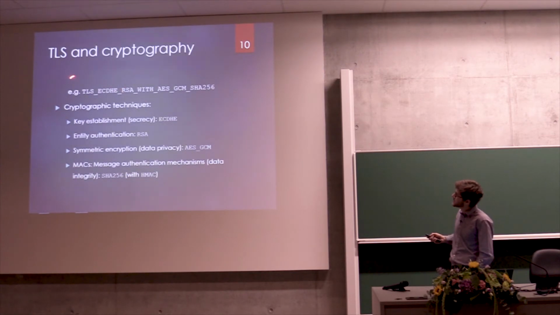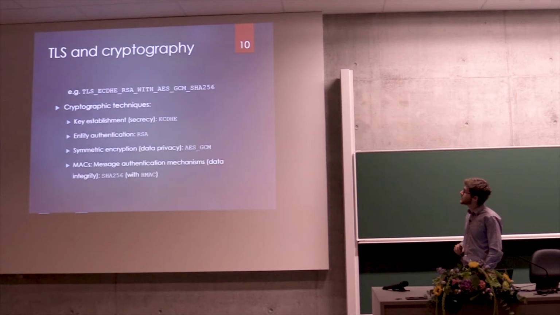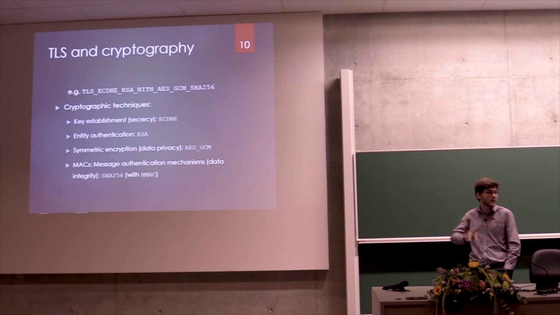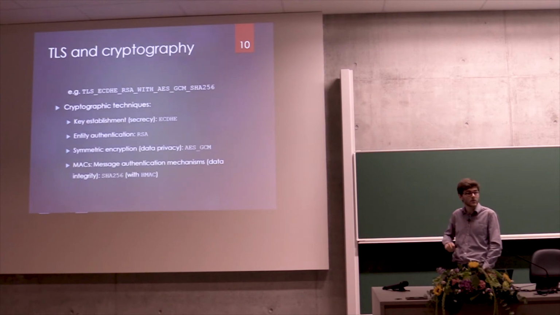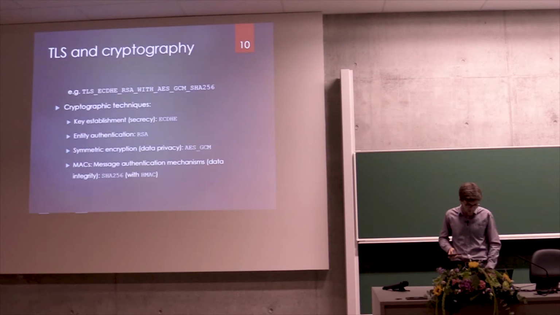So you see we have the public key cryptography at the beginning. This is used for key establishment and authentication. And we also have the symmetric key, which is used for the record layer protocol. This is a TLS 1.2 suite. It's actually one of the best ones. So if you're still using TLS 1.2, you can pick something that looks pretty much like this. And you're fairly safe.